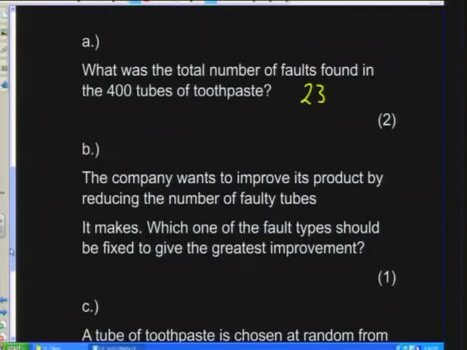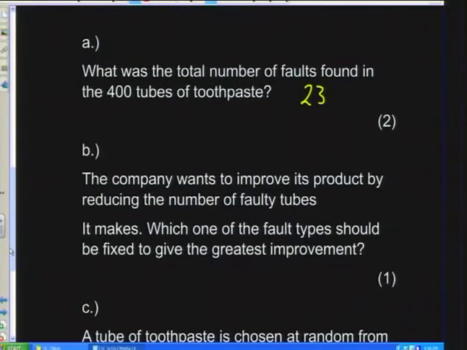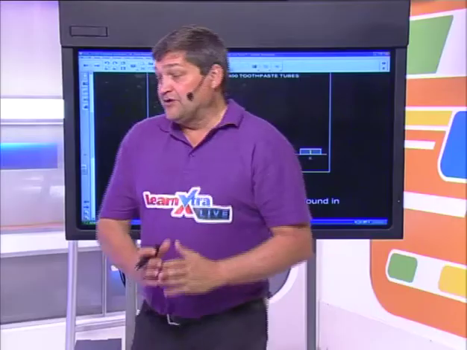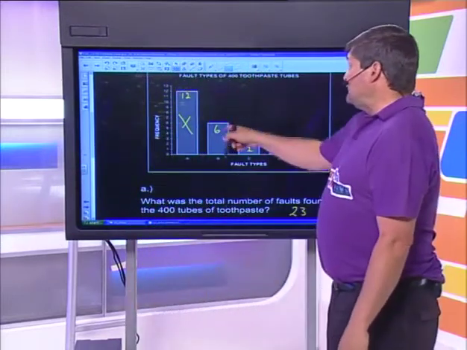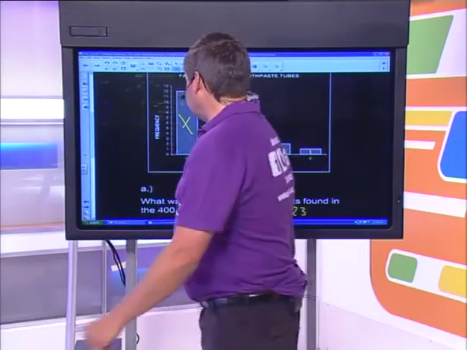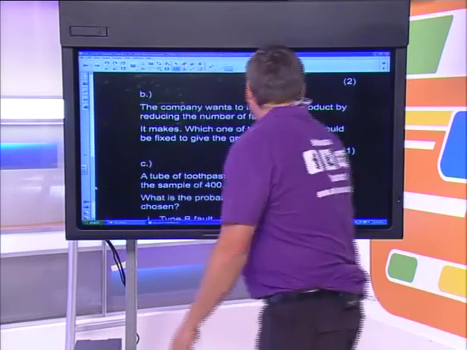Next one. The company wants to improve its product by reducing the number of faulty tubes it makes. Which one of the fault types should be fixed to give the greatest improvement? Okay, well, obviously, folk, A, we got a huge problem here. If we can fix up A, we got 12 of our problems gone. That's fantastic. If we fix up B, we've only lost 6 problems. C, we've lost 2. D, we've lost 2 problems. E, we've lost 1 problem. So if I can work on fault A, hey, we're on to a winning streak here. Okay, next one. Oh, so it's going to be fault A.